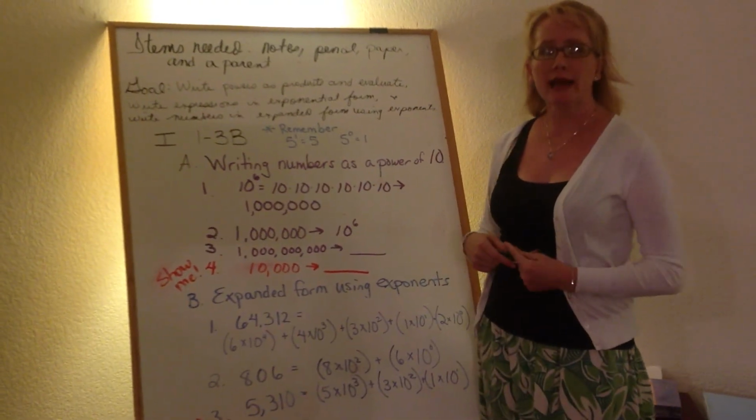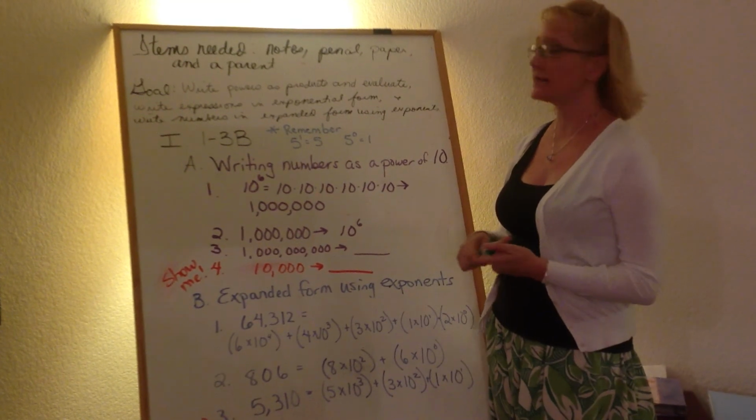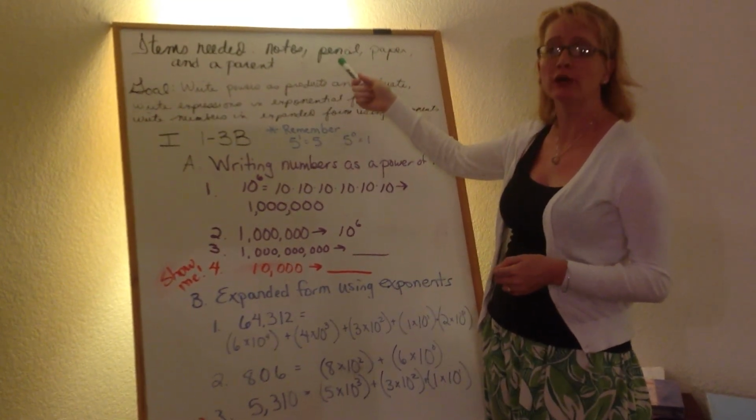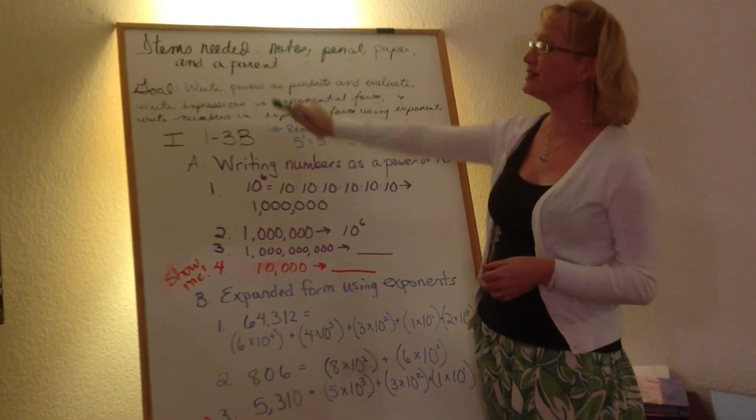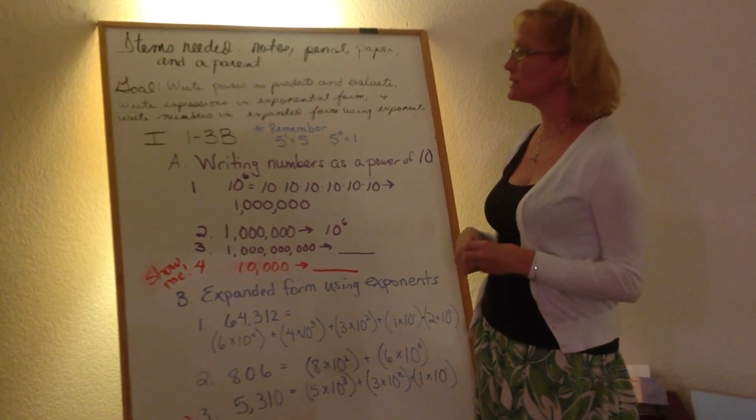So this is the second half of the lesson that we started yesterday. This is lesson 1-3B, and today you're going to need your notes and your pencil, but you're also going to need a sheet of paper and eventually a parent. Our goal again is to write powers as products and evaluate them.